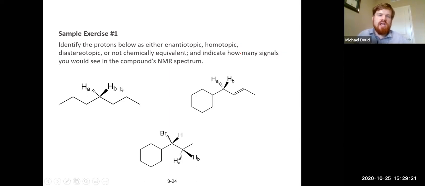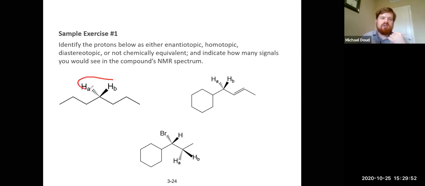Okay, so HA, HB on this first one. This is just pentane here. Now, if we do the replacement test, we would have a D in the background going back, or we would have a D in the front like that. What I can tell right away is if we rotate this molecule 180 degrees, we're going to end up with the same molecule on that side. So that means we have homotopic protons here. So these are homotopic, which means that these are going to have the same signal.